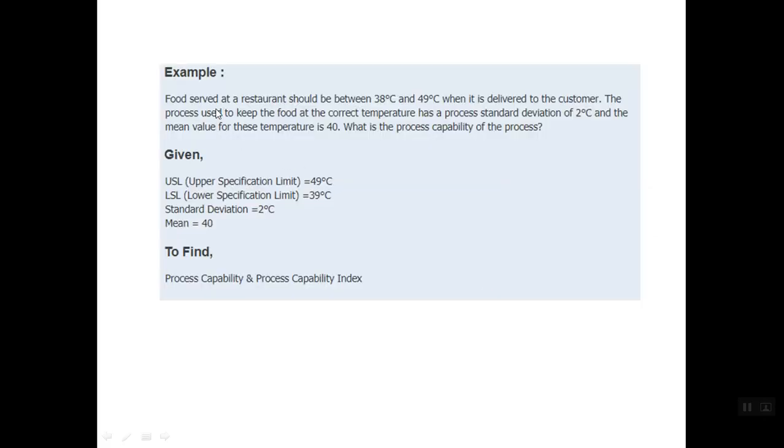An example is like this. Food served at a restaurant should be within a minimum and a maximum, the lower limit and the upper limit, before it is delivered to the customer. The process is used to keep the food at the correct temperature. The standard deviation S is 2, and the mean value is 40. So how do you calculate it?